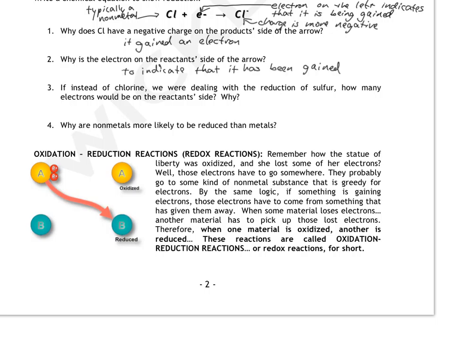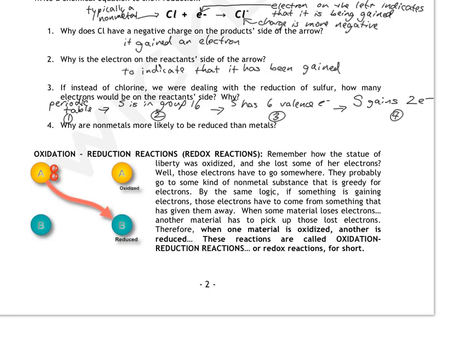So let's think about sulfur now. Sulfur is in group 16 on the periodic table. And that means that it has 6 valence electrons and that it would need to gain 2 more. And that's why we would actually give a charge of 2- to a sulfur ion.